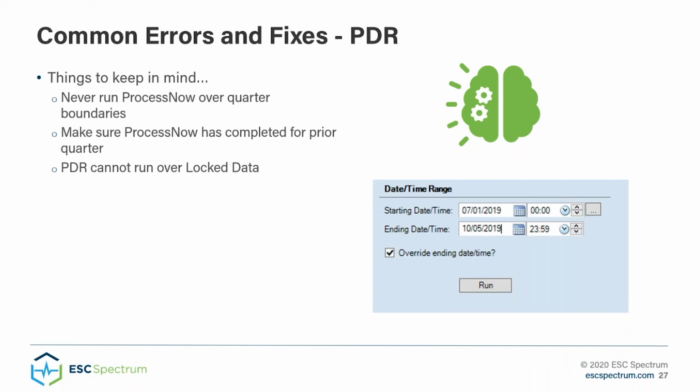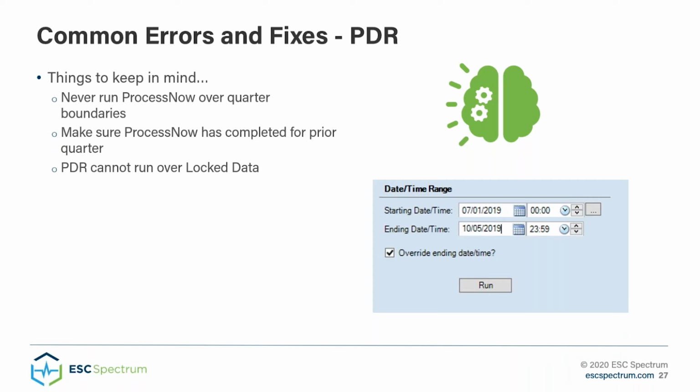So some things just to keep in mind when running ProcessNow. You never want to run over a quarter boundary, especially when we're talking about Part 75 reporting. This can cause failures. This can cause data to be inaccurate. This can cause you to perhaps have to re-report data that's already been reported. So you always want to make sure you're not running over quarter boundaries, and you want to make sure ProcessNow is completed for prior quarters when troubleshooting sequences that are failing early in a quarter.